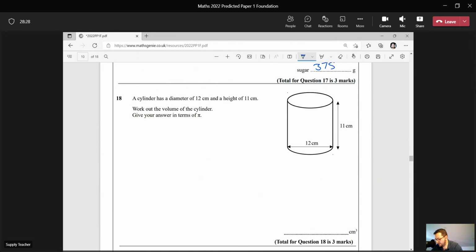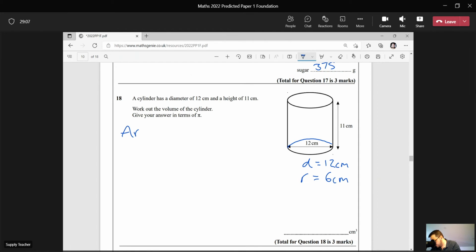Okay, so a cylinder has a diameter of 12 centimeters and a height of 11 centimeters. Work out the volume of the cylinder, give your answer in terms of pi. Well, a cylinder is a prism, so you just need to work out the area of the end of it and then times it by how long it is. So if we look at the area of the circle, let's just draw that in a bit like that. So you've got a circle here. Now we've got the diameter is 12 centimeters, but for our formula, which is in the sheet at the beginning, you want the radius, which is going to be half of that, which is 6 centimeters.